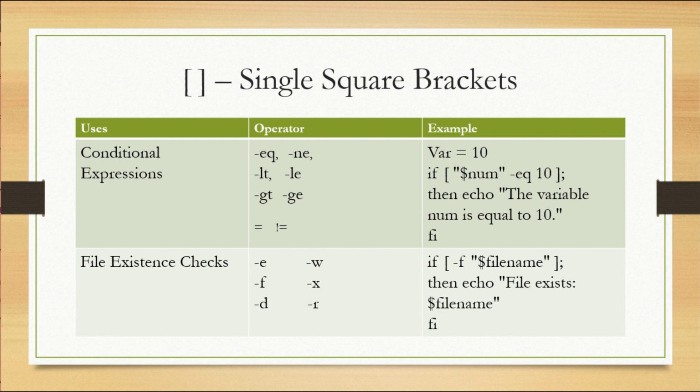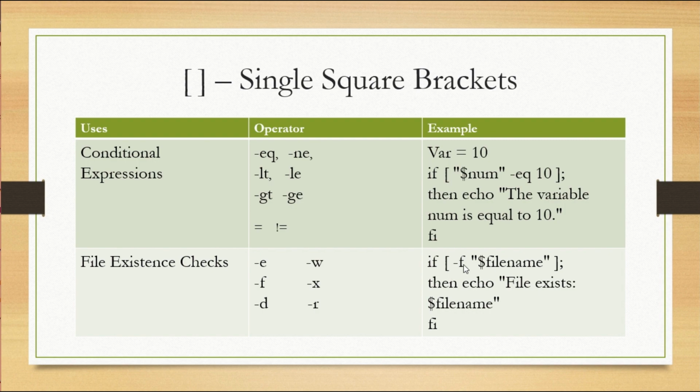If you want to check if it is a directory, you use the flag negative D. If you want to check if the file is writable, you use negative W. If you want to check if the file is executable, you use negative X. If you want to check if the file is readable, you use negative R. Let us check an example. You have an example here.